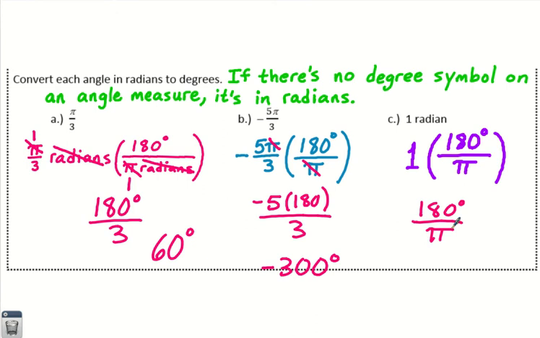Now you could leave it like that, or if you wanted to, and I will now, just for fun, 180 divided by pi is approximately, I'm going to have to approximate this obviously, 57.296. Okay, so 1 radian is approximately equal to 57.296 degrees.